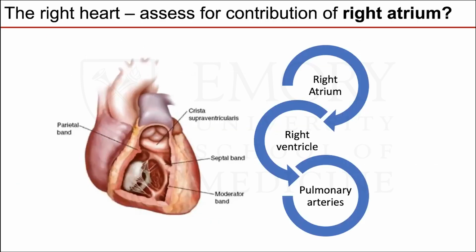Another thing to think about in this whole RV function scenario is, are we forgetting about the right atrium? The entire right heart is actually a function of right atrium, ventricle, and the pulmonary artery. So we need to look at all three together.